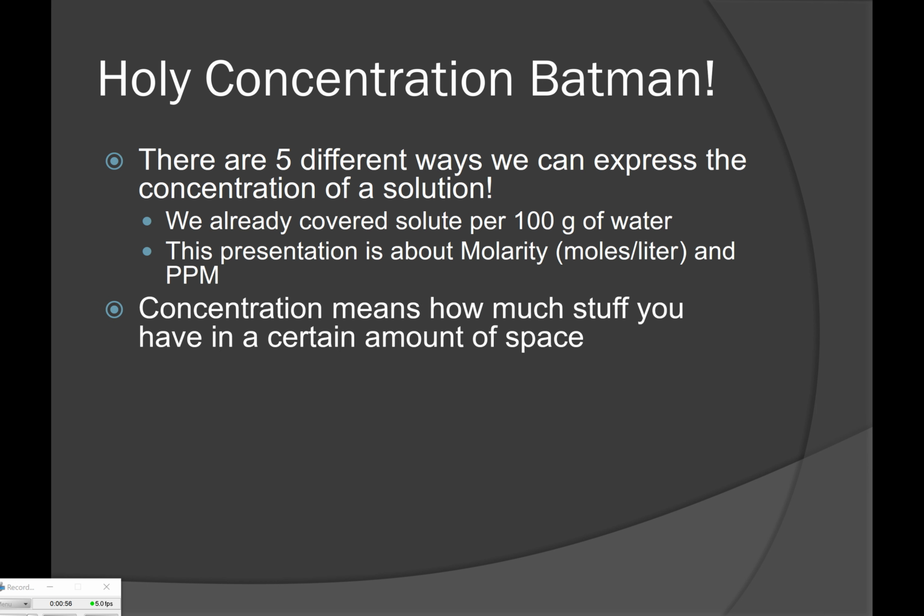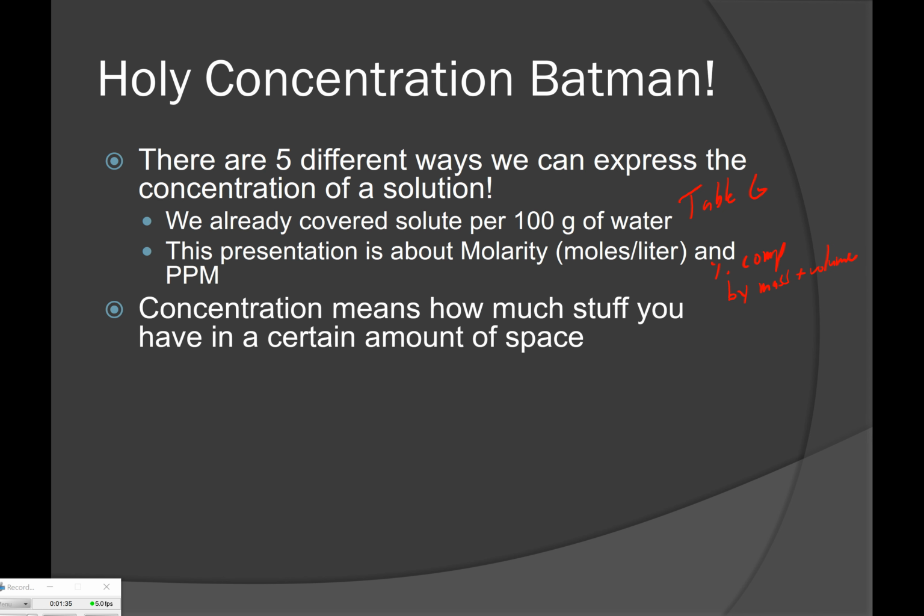Now, there are 5 different ways that we can express the concentration of a solution. We already saw grams of solute per 100 grams of water, that was Table G, using our solubility curves. Today we're going to cover molarity and parts per million. And previously we had learned about percent composition by mass and also by volume. Those are 2 different ways that we're able to calculate concentration.